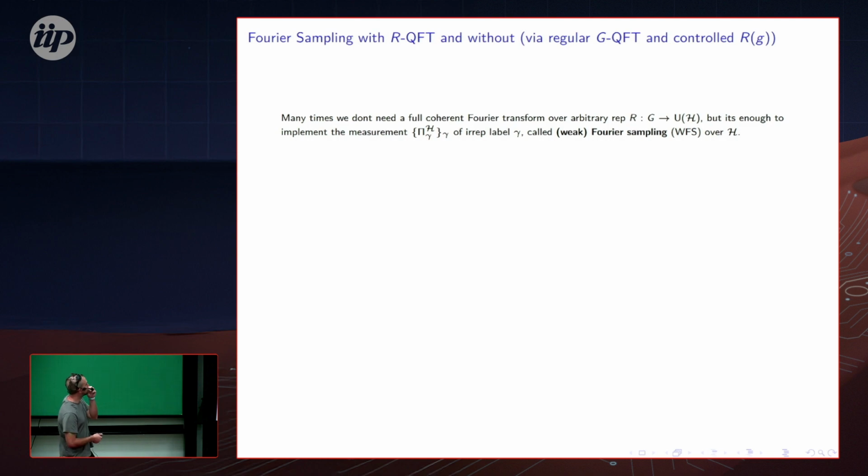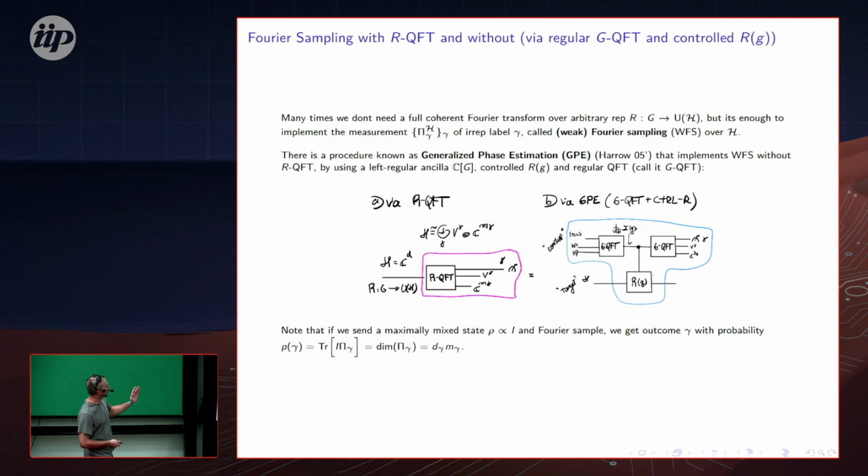Let me explain: many times we don't really need a full coherent Fourier transform over an arbitrary rep. It's enough to implement the measurement that I talked about. It's a projective measurement into only the isotypics, right? This is called weak Fourier sampling. Of course you can do it if you have your representation R for G on H, and of course you can apply the RQFT.